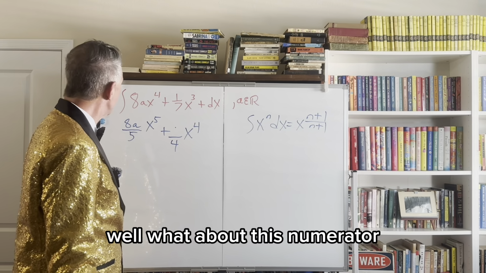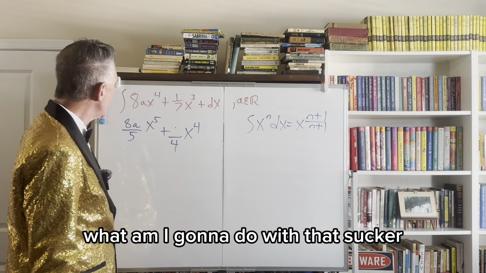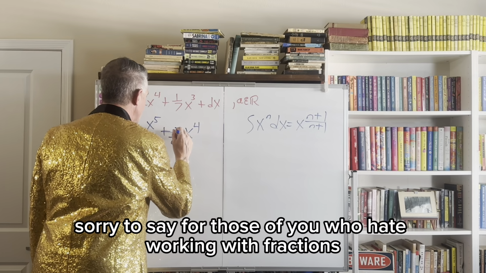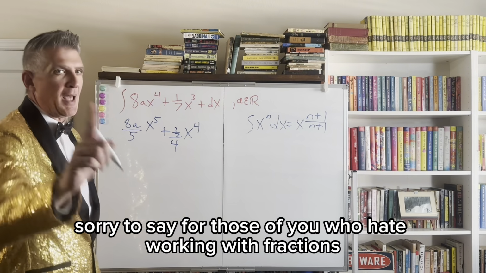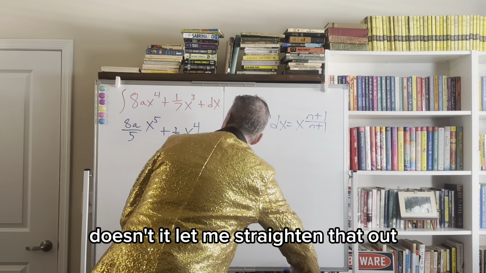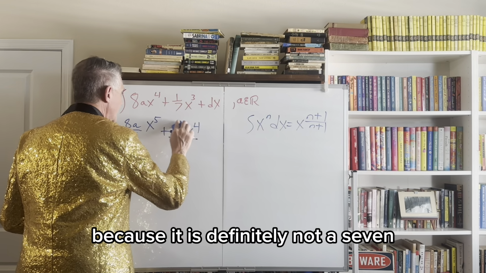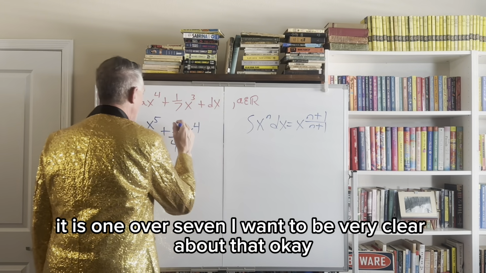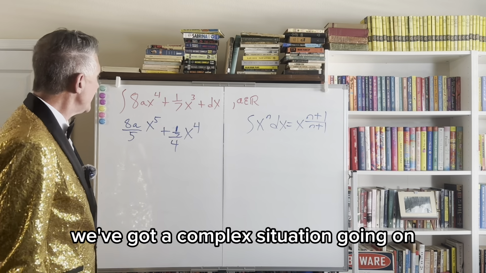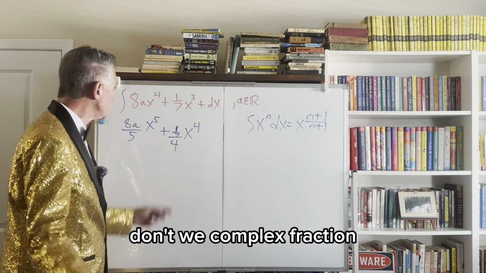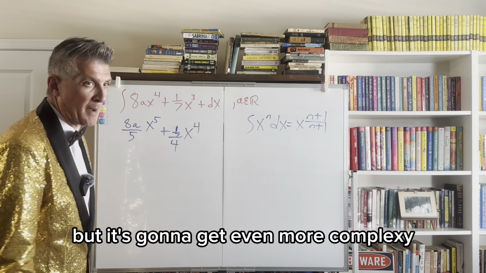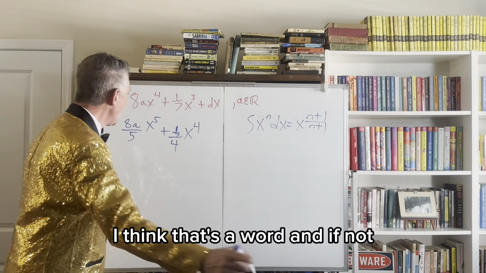Well, what about this numerator? What am I going to do with that? Well, the numerator is 1/7, isn't it? It most definitely is. Sorry to say, for those of you who hate working with fractions. Let me straighten that out, because it is definitely not a 7. It is 1 over 7. I want to be very clear about that. Okay, 1 over 7. Well, we've got a complex situation going on, don't we? A complex fraction, because we've got a fraction inside another fraction, but it's going to get even more complexy. I think that's a word. And if not, well, I just dubbed it.